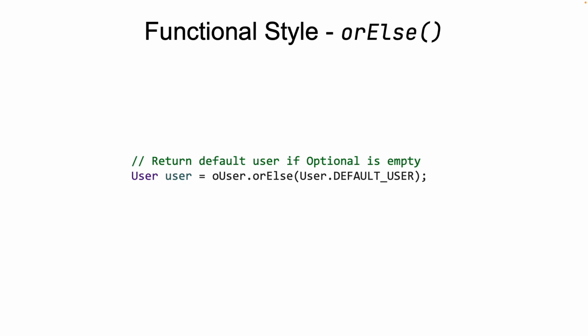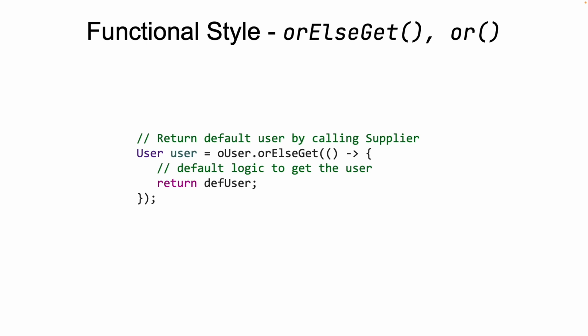But what if the default user is not as simple as a constant, but needs to be retrieved as part of a different logic? Optional class has the orElseGet method, which can be used. Now, this is similar to orElse method with the exception that when the optional OUser is empty, the supplier lambda function is called, which uses some internal logic to retrieve the default user.